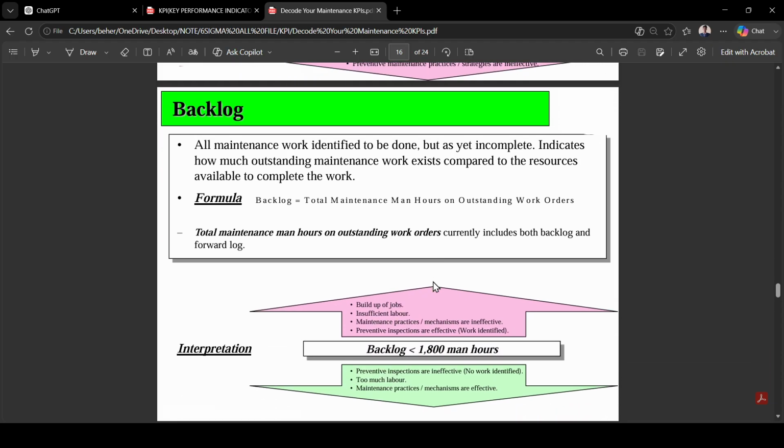Then backlogs. All maintenance work identified to be done, but yet incomplete, indicates how much outstanding maintenance work exists compared to the resource available to complete the work. Formula: backlog equals total maintenance man hours on outstanding work orders. Total maintenance man hours on outstanding work orders currently includes both backlog and parallel.